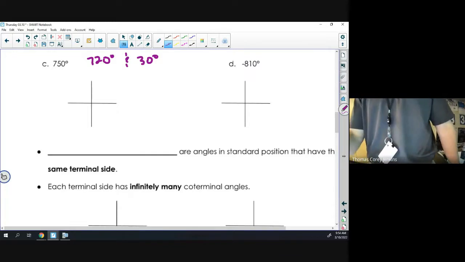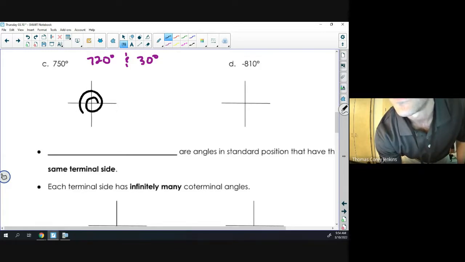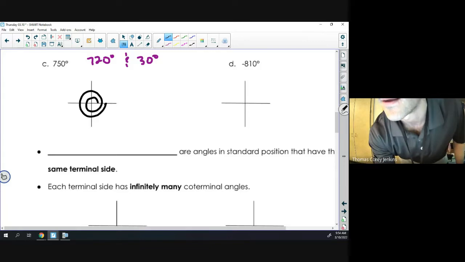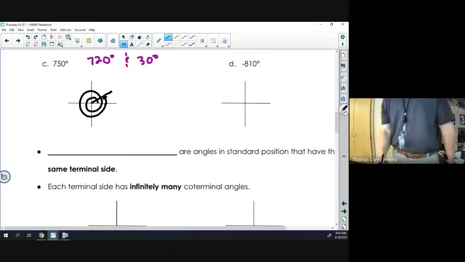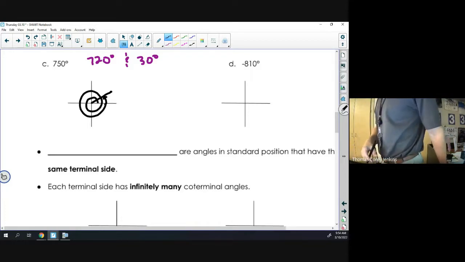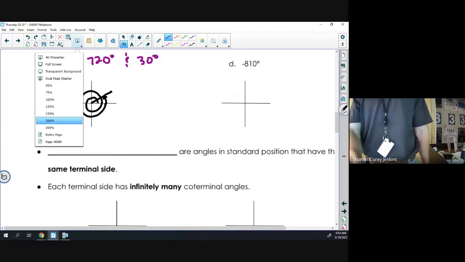All right, so it's kind of two thoughts, right? 720 says go 2 times around. So here's how you would show that part. Almost like a spiral. So there's 1, there's 2, and then you might pause there and then just think, okay, we need to go 30 more. Okay, so that'd just be just a little bit more. And that would have the same ray as a 30-degree angle, right? Or a negative 330, right? So a lot of these angles share the same ray. Anyways, we'll skip D, but if you want to kind of think about how you would do that, that would be fine. And let's keep moving, though.